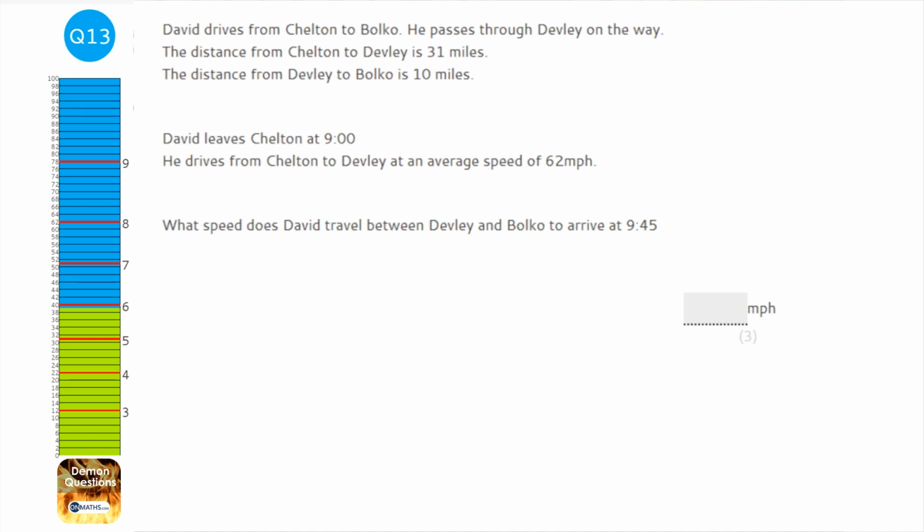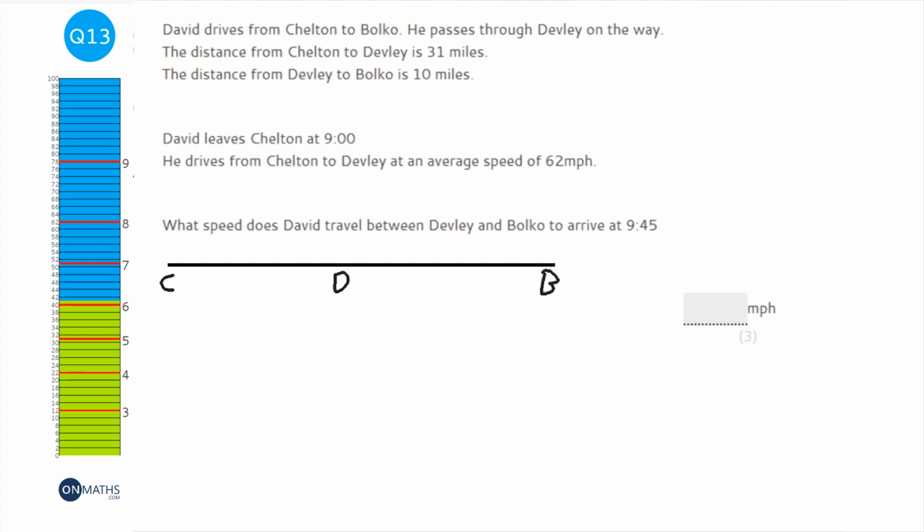Okay, my advice with all these questions is always draw a diagram. So I'm just going to draw a line, and I'm going to put the various places on it. So we've got Chiltern, which I'm going to call C. We've got Devley, which I'm going to call D. We've got Boko, which I'm going to call B. Okay, so I'm just going to put the information on. There's 31 miles here. And there's 10 miles here. And there's, what is it? Average speed of 62 miles per hour.